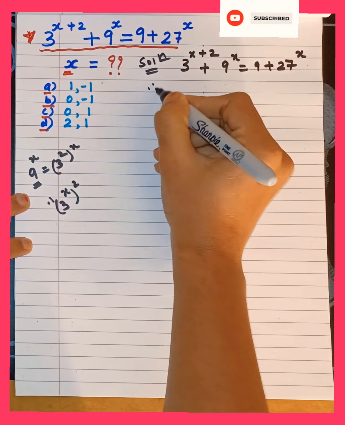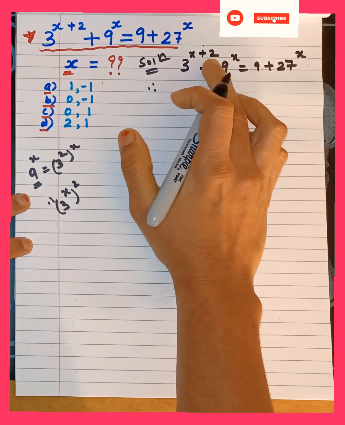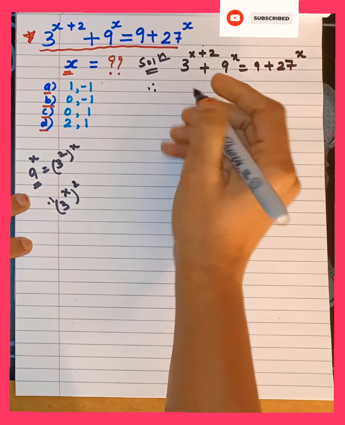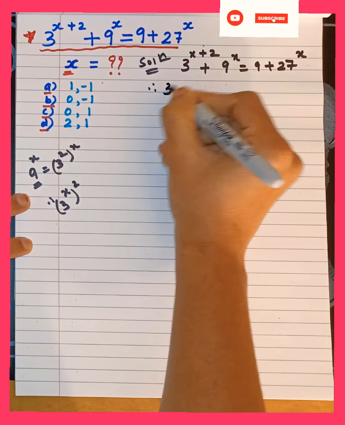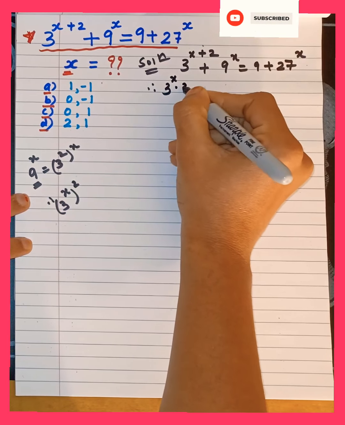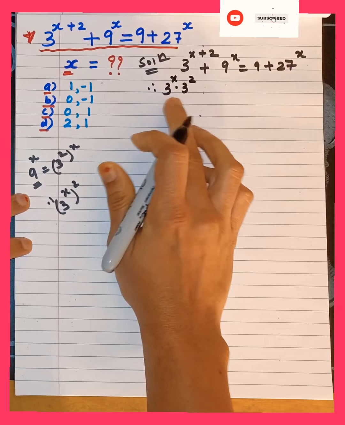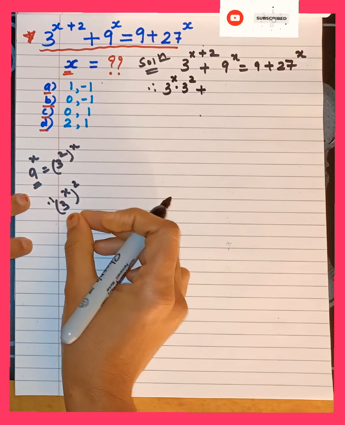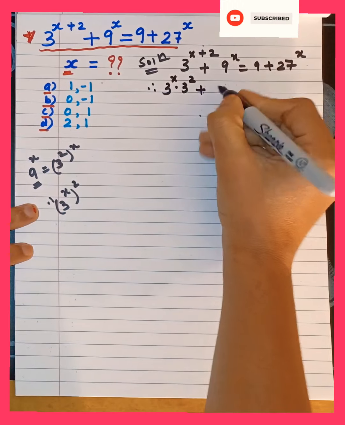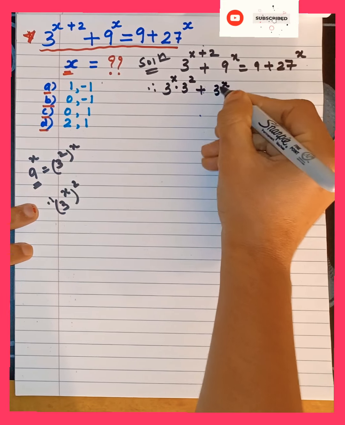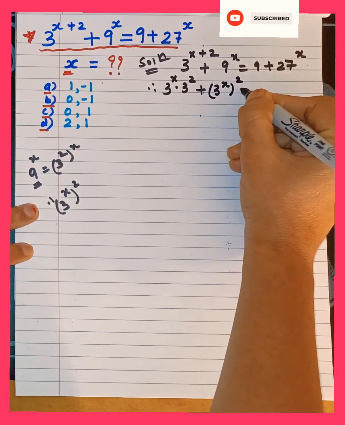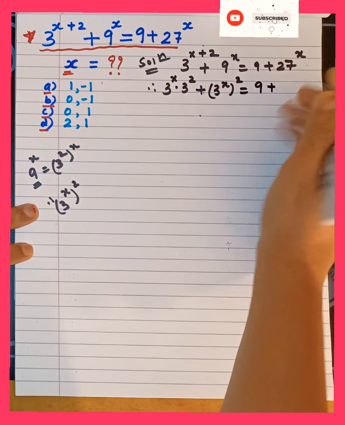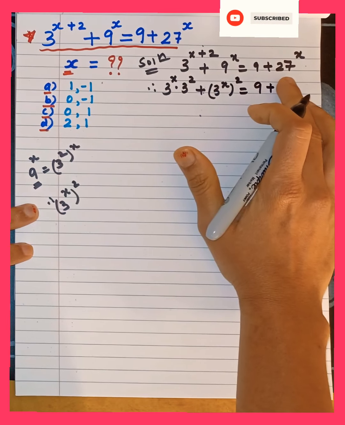Now moving ahead, so 3 raised to x plus 2 can be separated. So I'm separating this. So this will be 3 raised to x into 3 raised to 2. So this way we can separate it. Plus 9 raised to x can be written like this. Okay, I have shown here. So 3 raised to x the whole square equals to 9 plus, now 27 is cube of 3.